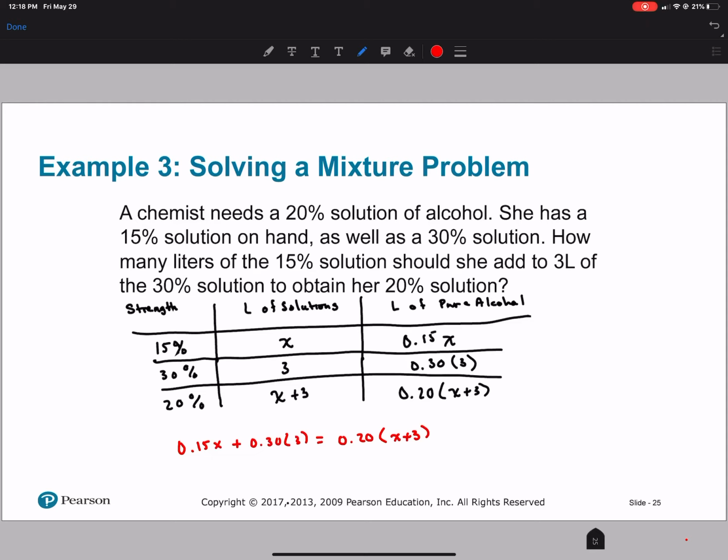Now, when we solve this out, we're going ahead and distribute things. So we're going to have 0.15x plus 0.9 is equal to 0.2x. Then we got plus 0.6. Now, you don't have to put that extra 0 on the end. Now, when we put everything on the same side, we got 0.15x minus 0.2x is equal to 0.6 minus 0.9.